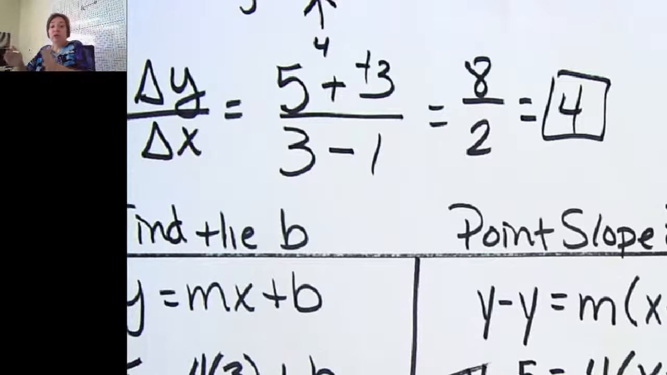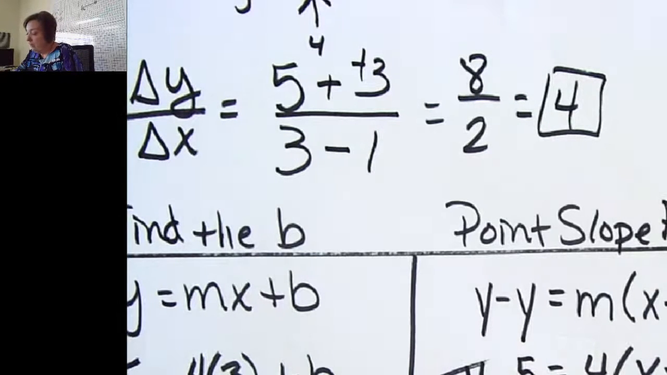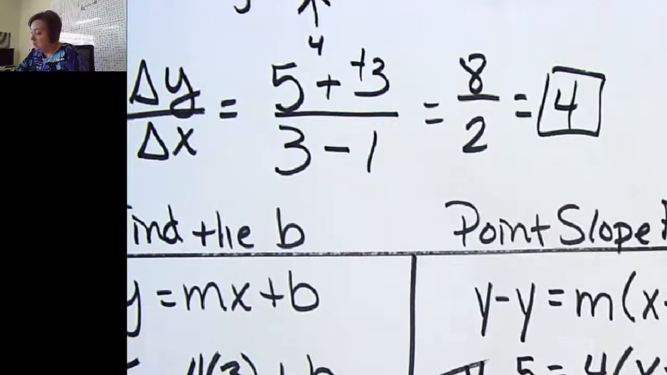Most of the time we're going to have to go forward and manipulate this to look like y equals mx plus b. So how do we manipulate this to look like y equals mx plus b? We're going to use the distributive property. That gives us 4x minus 12, and then we're going to add 5 to both sides. And that gives us y equals 4x minus 7.